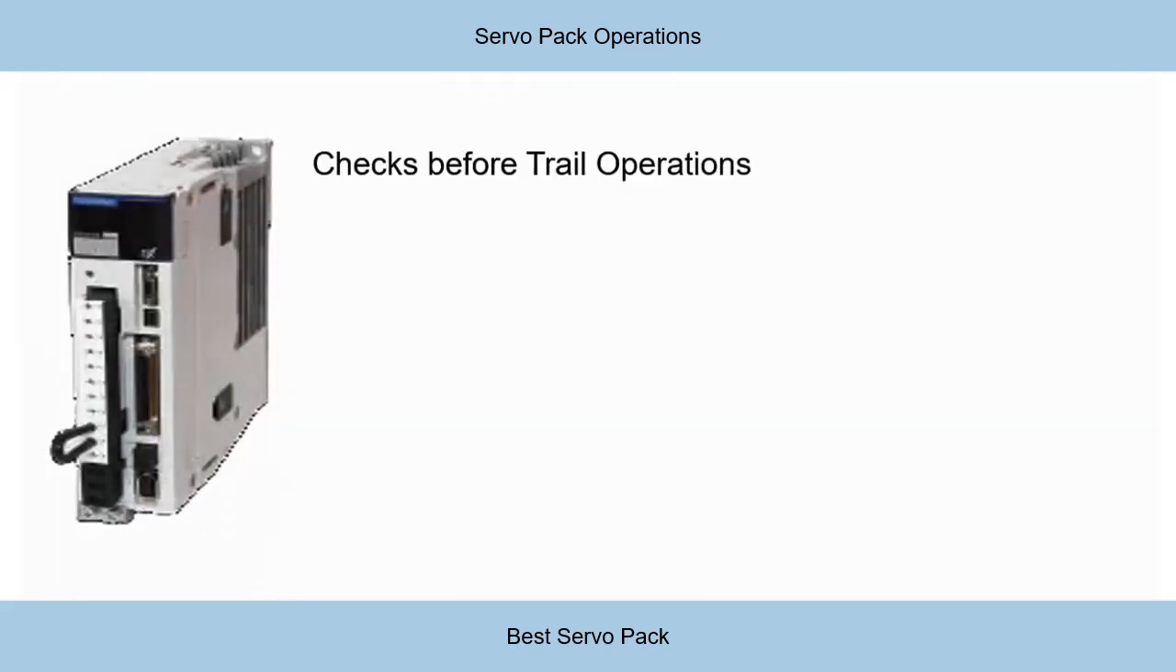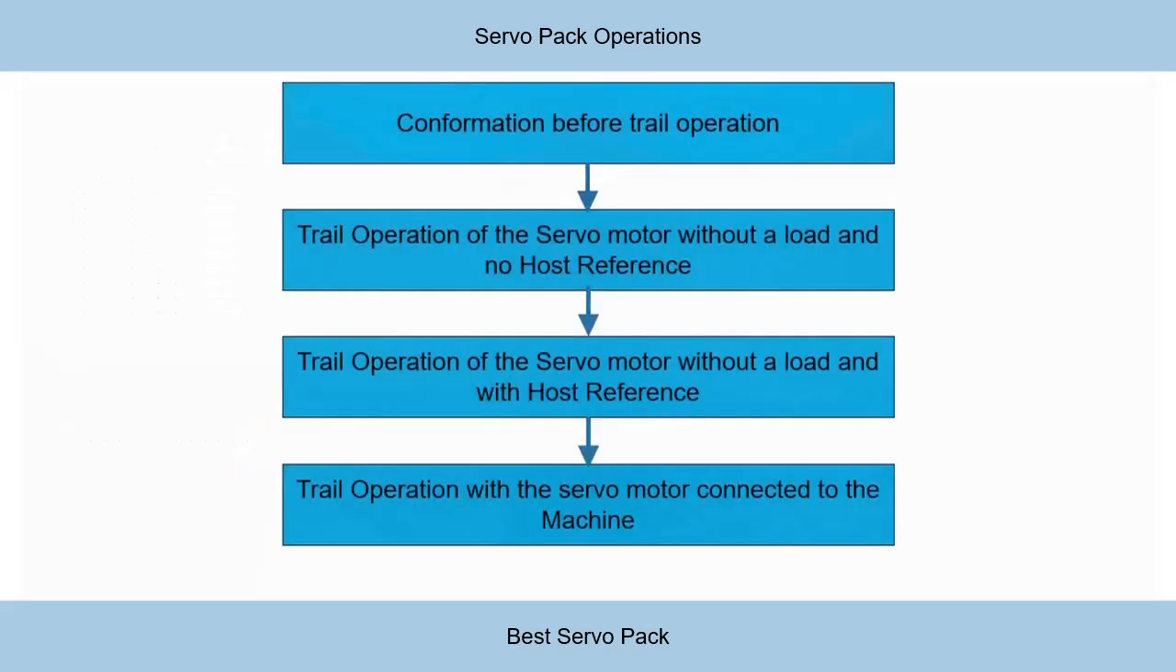In this section, we will conduct checks before trial operation. We will follow the procedure in the flowchart in order to safely perform trial operation. Before trial operation, check that all components have been correctly mounted and wired. The following are the key points to check.